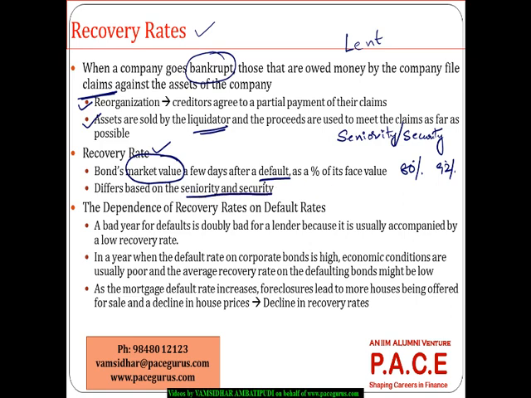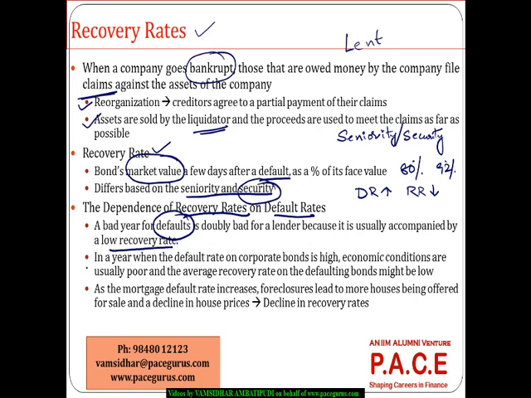So the recovery rate changes based on the seniority. So senior, subordinate, mezzanine, they have different kinds of priorities. Similarly, secured versus unsecured, they have different levels of recovery rate. And the recovery rates are very much dependent on the default rate. Because if the default rate is much higher, there is a good possibility that the recovery rate is much lower and vice versa. If there is a bad year for defaults, which means default rates are much higher, that would generally result in a low recovery.